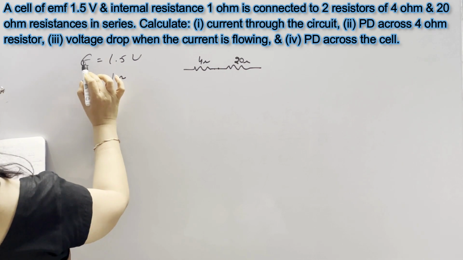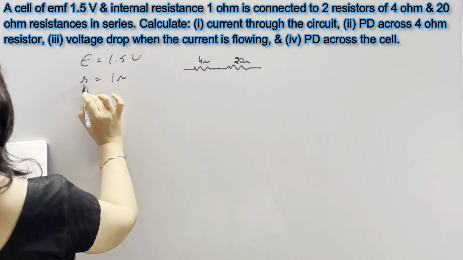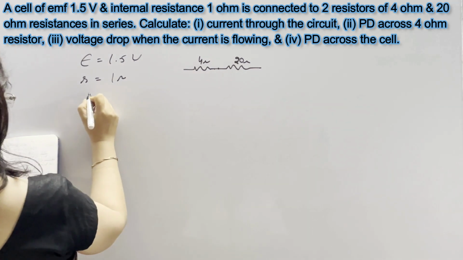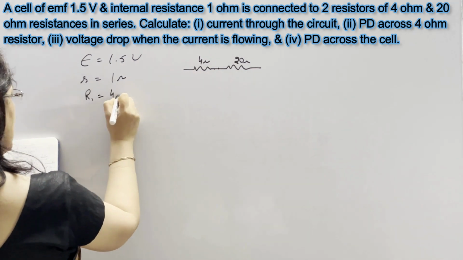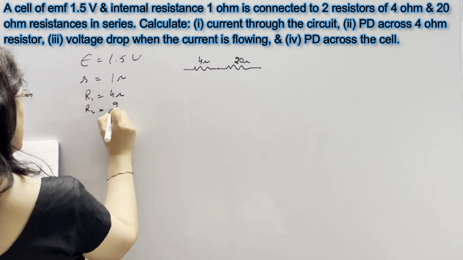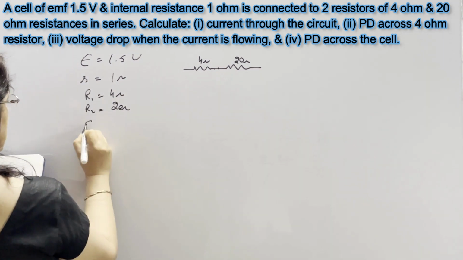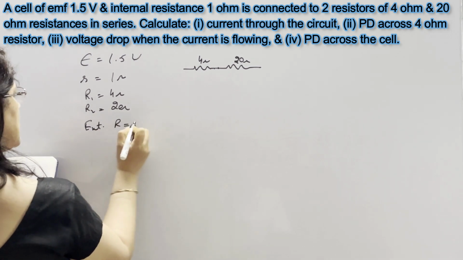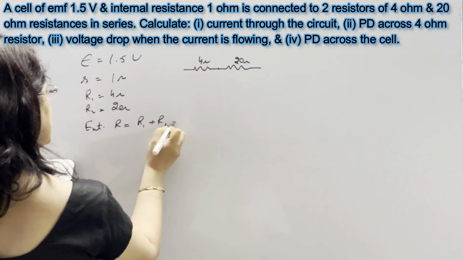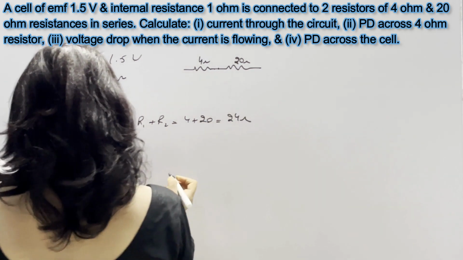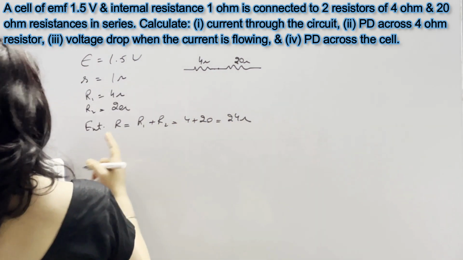First of all, the given data: EMF is 1.5 volt, internal resistance r is 1 ohm, and we are taking R1 as 4 ohm and R2 as 20 ohm. So first of all, the external resistance in the circuit is R1 plus R2, 4 plus 20. It means 24 ohm is the external circuit resistance.